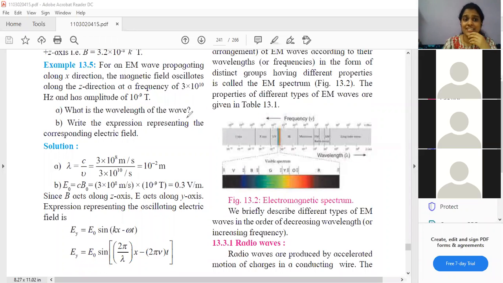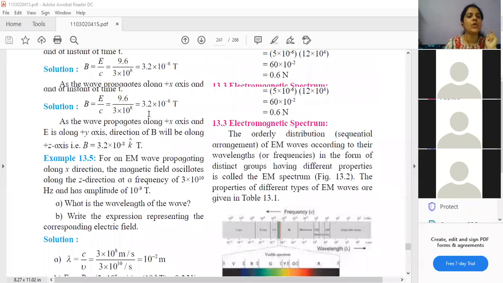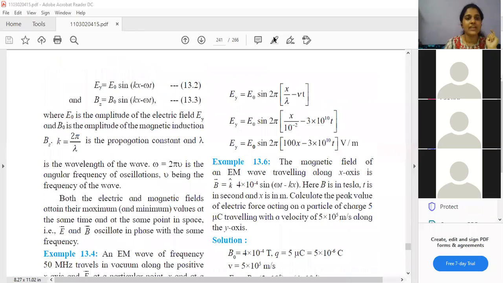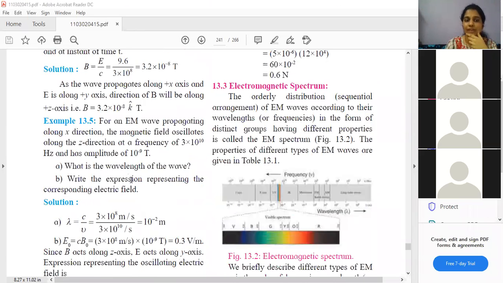What they have asked is, what is the wavelength of the wave? Okay, they have asked us lambda. Write the expression representing the corresponding electric field. Okay, so now, students, here those equations are going to come into the picture. These two equations that we have seen just now. So we have to write the equation for the electric field. But first, let us find lambda. Let us see how to find lambda.